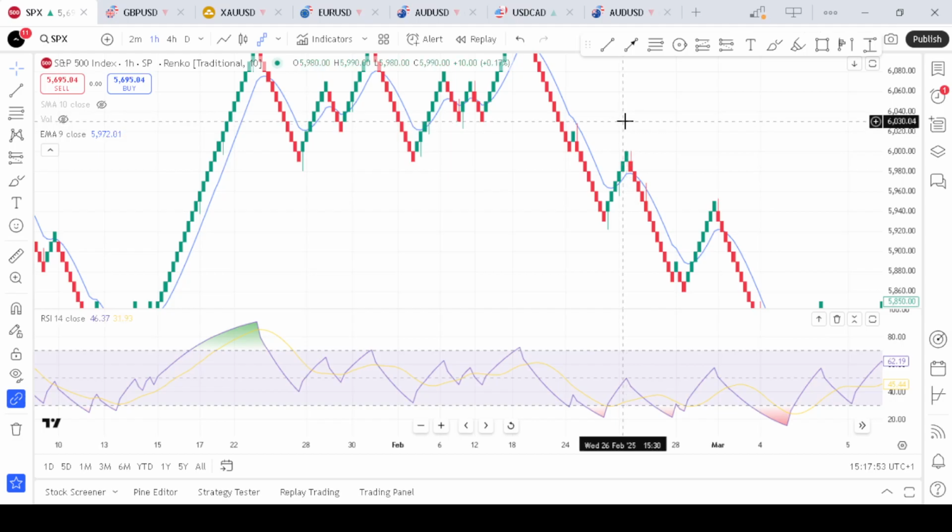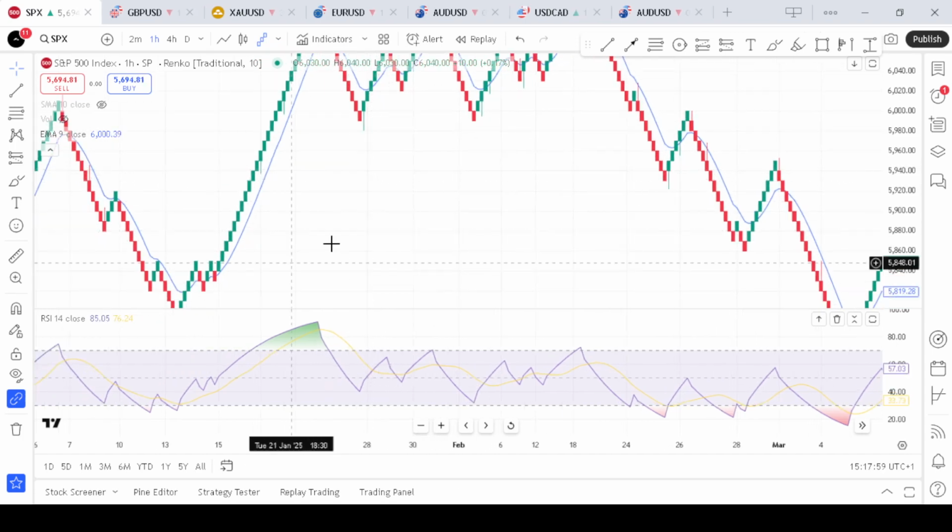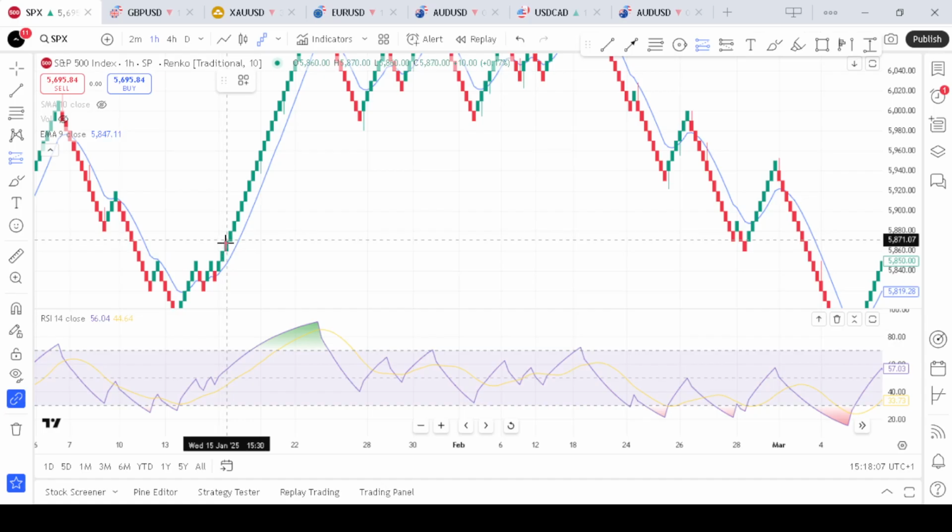So how do we enter? We enter a long position when we see at least three consecutive green bricks. So this would have been a perfect place to enter our buy position when we see three consecutive green bricks.